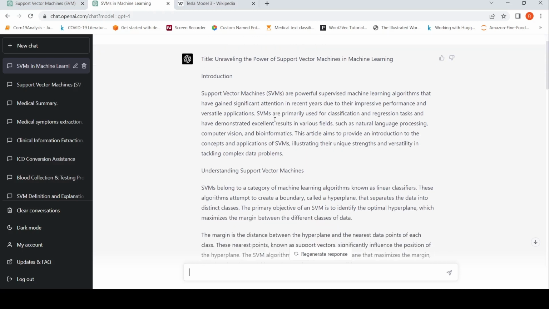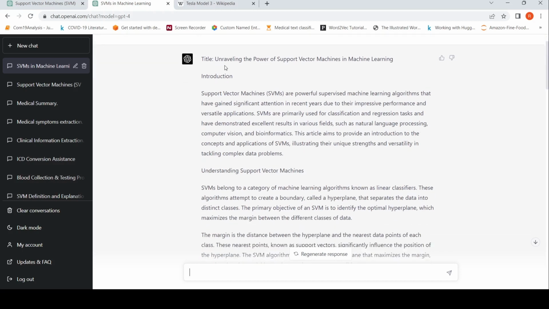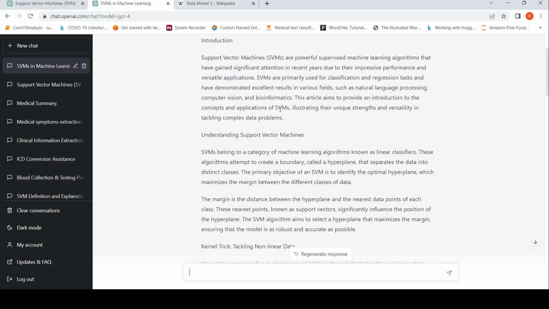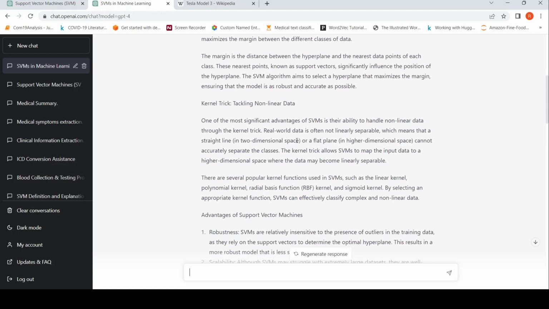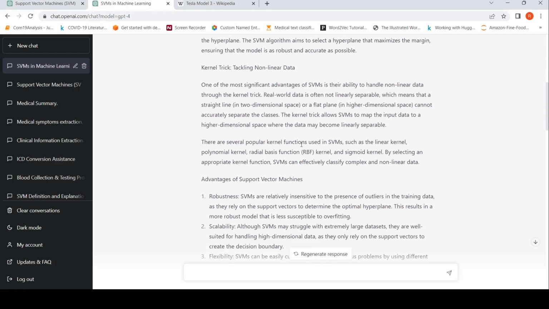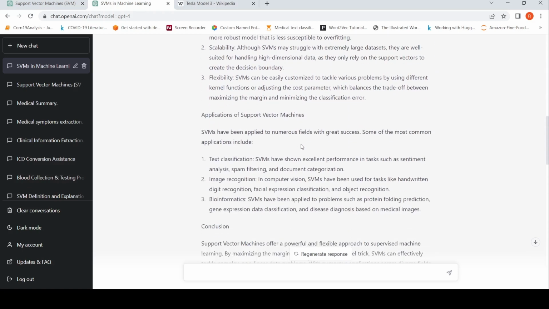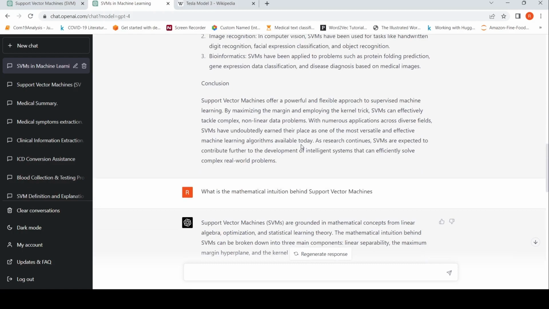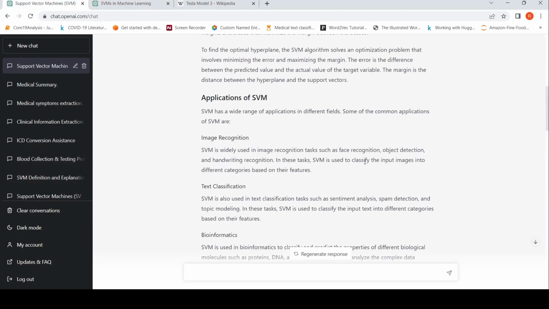So this is the article which has been generated by ChatGPT with GPT-4. It gives a title over here, Unraveling the Power of Support Vector Machines in Machine Learning. It gives an introduction. Then it talks about understanding support vector machines, where it talks about hyperplane and what are support vectors. Then it talks about kernel trick, advantages of support vector machines, robustness, scalability, flexibility, application of support vector machines, and then a conclusion. So I tried the same with GPT 3.5.